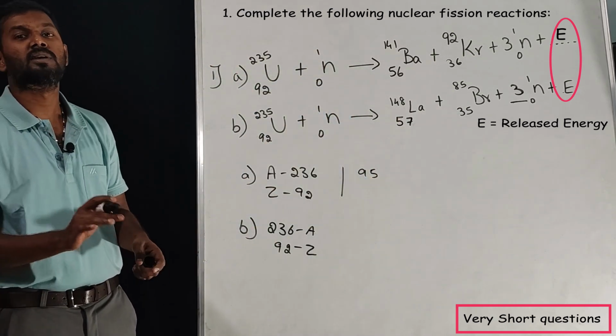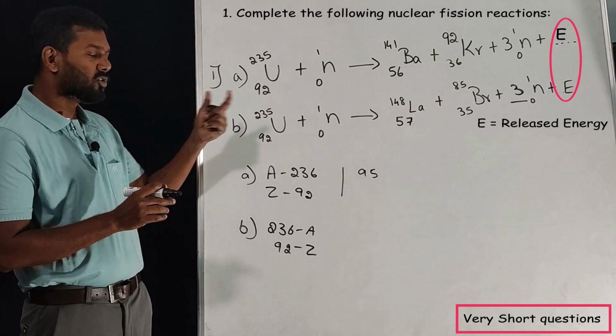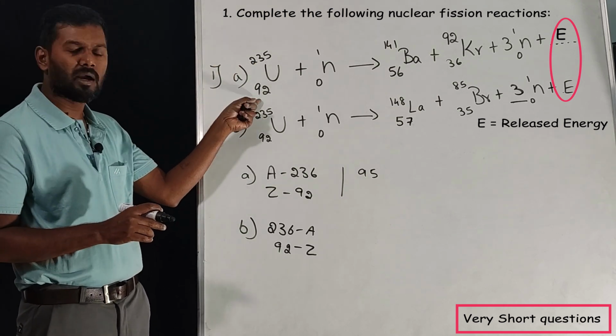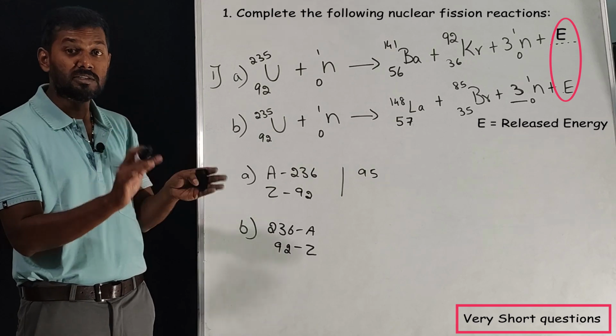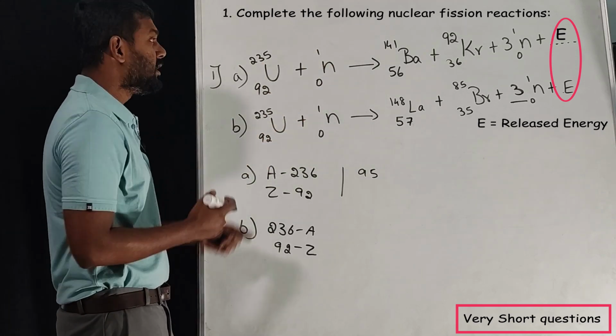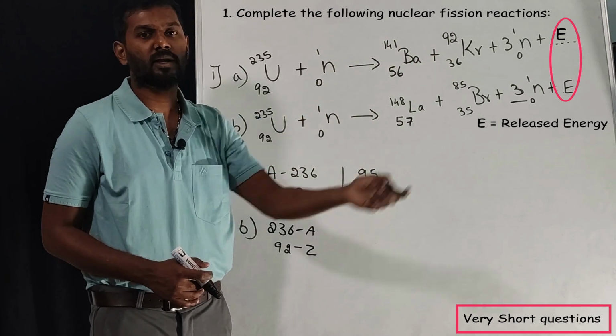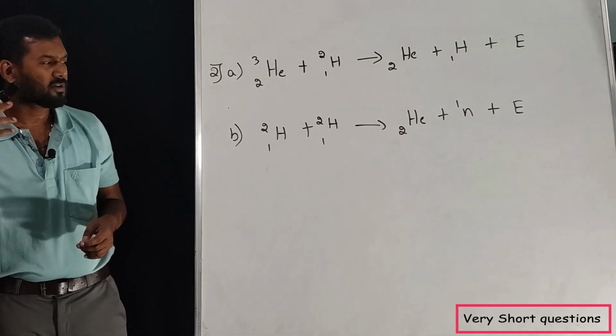That's it. So this is how you solve the complete the reactions. You should know mass number and atomic numbers are conserved. That means whatever the complete mass number we have on LHS, that should be equal to the complete mass numbers on RHS. That's it. Now we'll solve our second question.